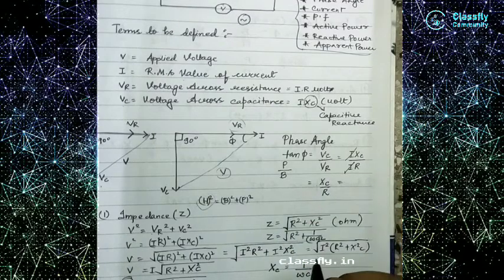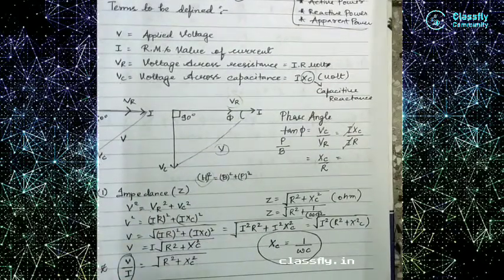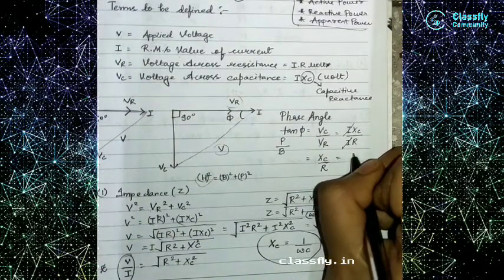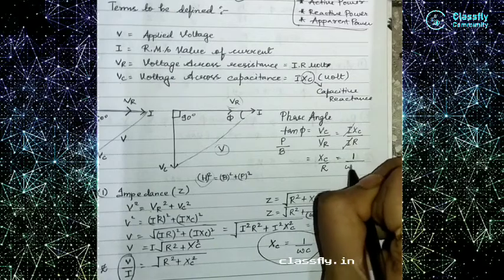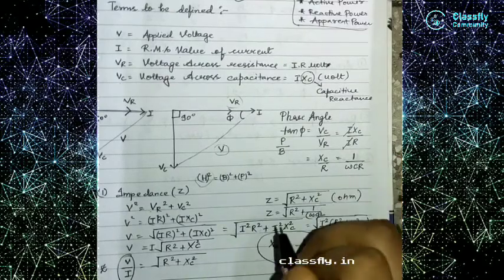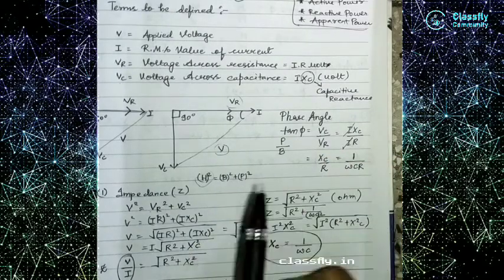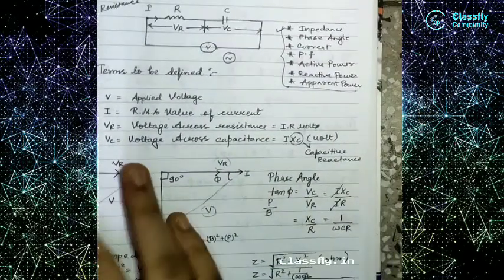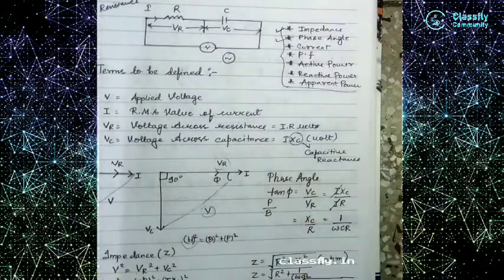And we know that XC is equal to 1 by omega C. So we can write this as 1 by omega CR. So we also find a second, that is our phase angle. Now let's move on and find a current.